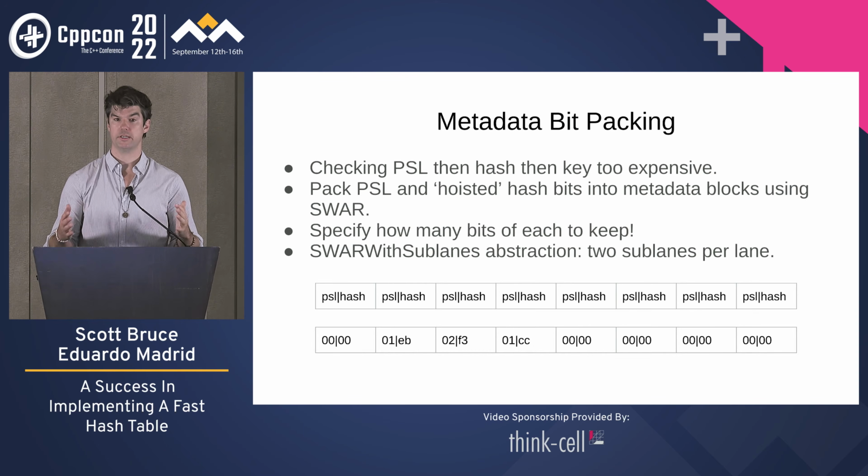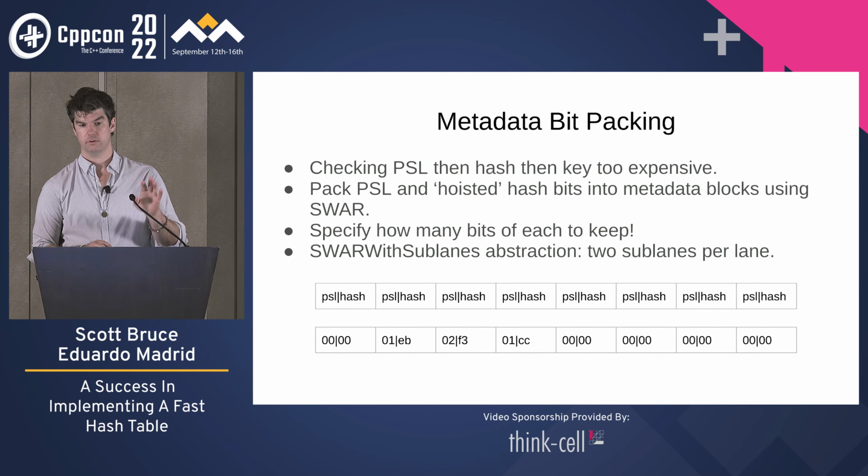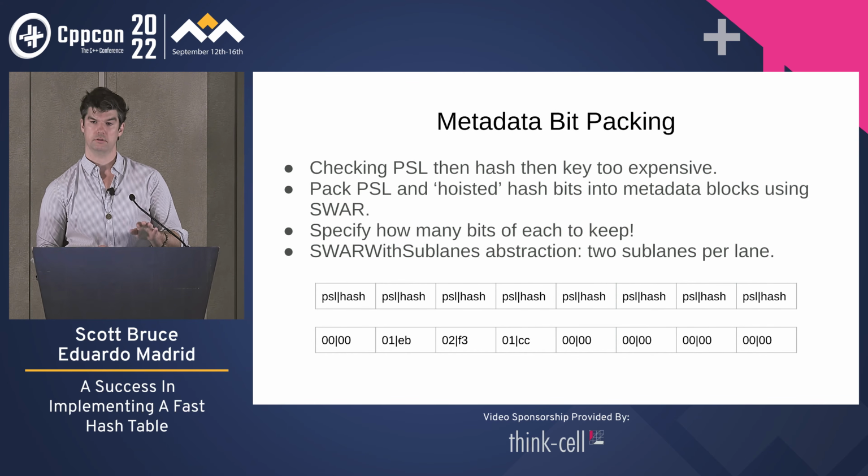This is a very key slide. This describes how we pack our metadata. We take a SWAR, which is what we call a register that we are using with the SWAR abstraction. We divide it into a SWAR with sublanes, so there are 2 sublanes for every lane. We put the probe sequence length in the least significant bits of a given lane, and we put the hoisted hash bits into the most significant bits of a given lane.